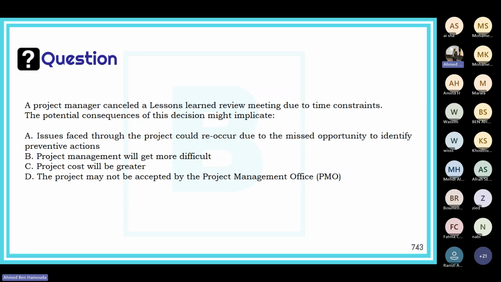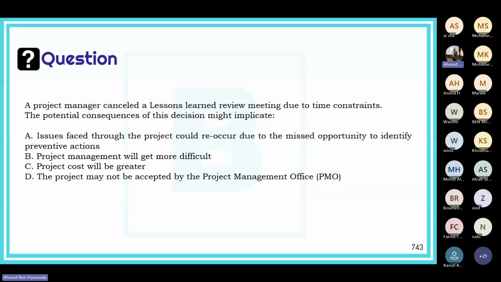A project manager canceled a lessons learned review meeting due to time constraints. The potential consequences of this decision might implicate: issues faced through the project could reoccur due to the missed opportunity to identify preventive actions; project management will get more difficult; project cost will be greater; the project may not be accepted by the project management office, PMO.